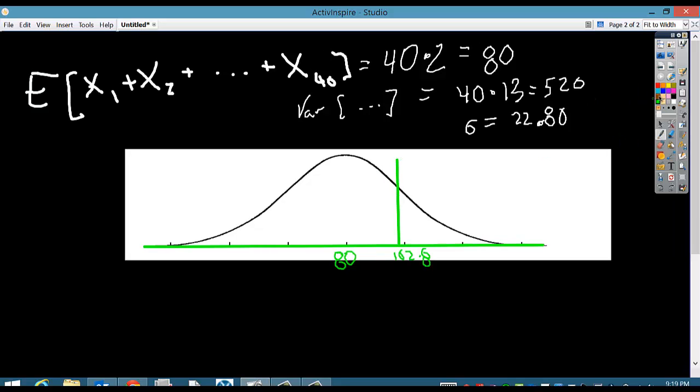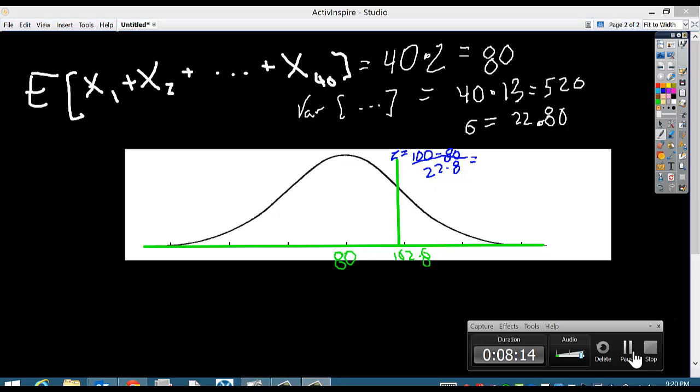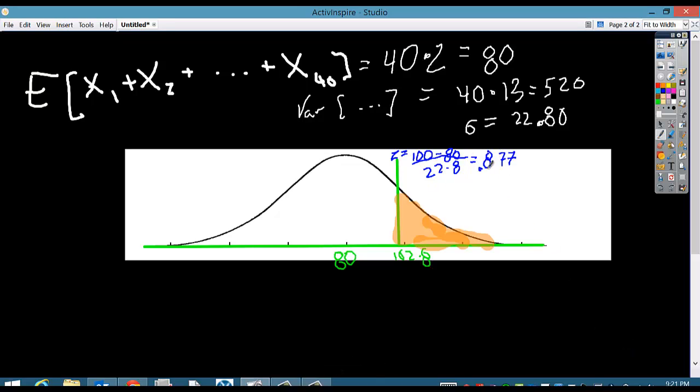Okay, so what is this z-score? That's what we want to know. So in this case, z equals, we take 100, like always, our x value here, subtracting 80, which is the center, so of course we're going to get 20. This value is 20 away from the center, and we're dividing it by the standard deviation. All right, so we divide, we get 0.877 for our z-score.